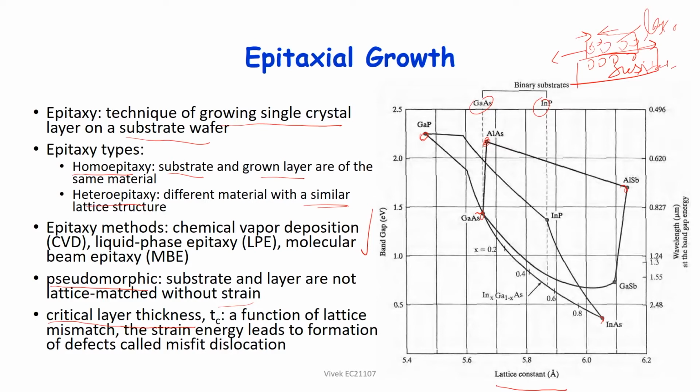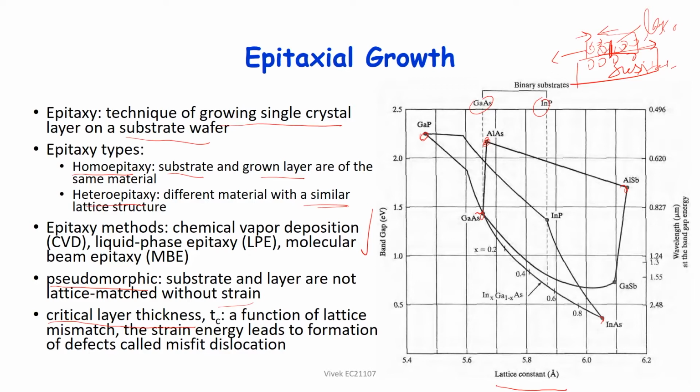So that means if you grow a layer which is thicker than the critical layer thickness, then there will be defects in the layer. And what kind of defects? Misfit dislocations. That means after a few periods, one atomic row may be missing, right? That's called strain relaxation. So strain may be relaxed in that fashion.